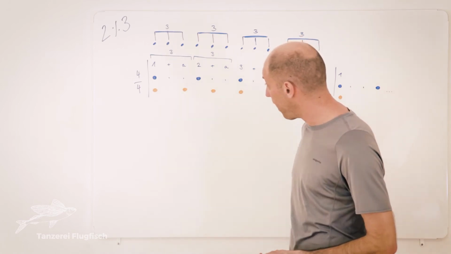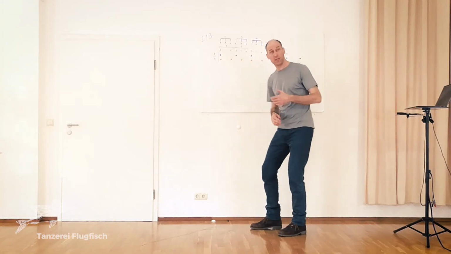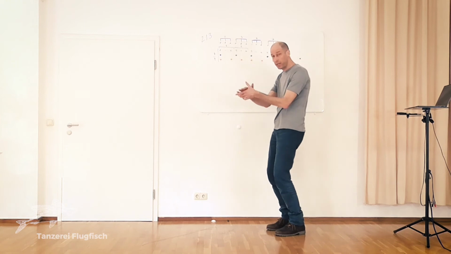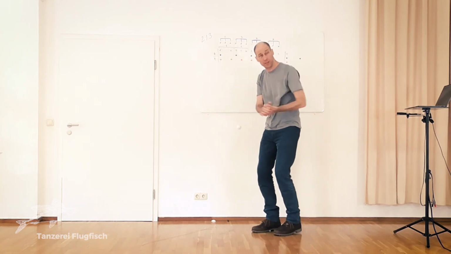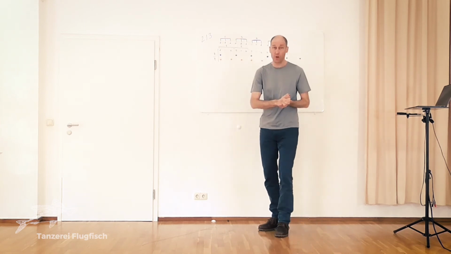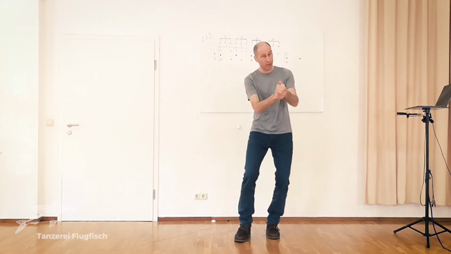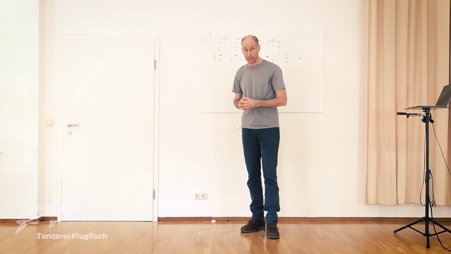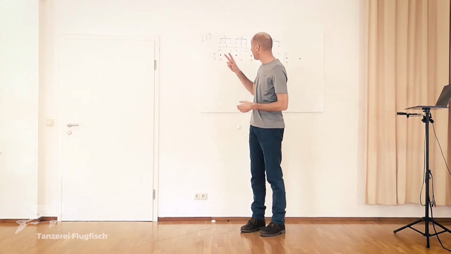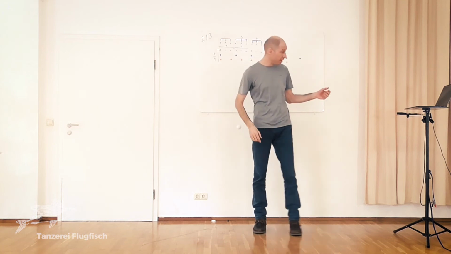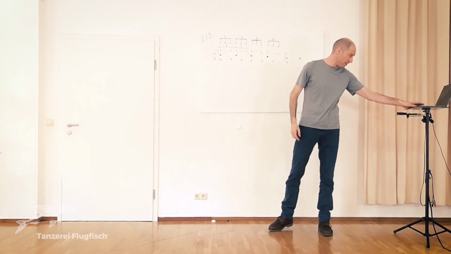If I do it, I have 1 and 2 and 3 and 4 and 1 and 2 and 3 and 4 and 1 and 2 and 3 and 4, etc. Right? So I'm basically hitting every second 8th note triplet. If I do it with a click, it will sound like this.